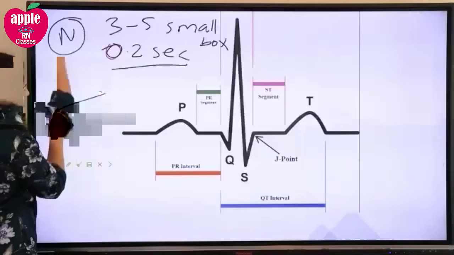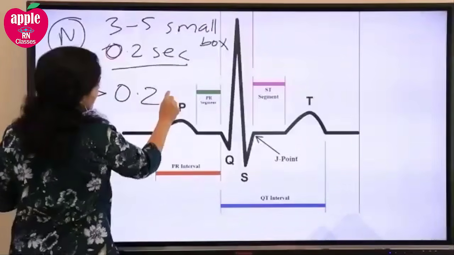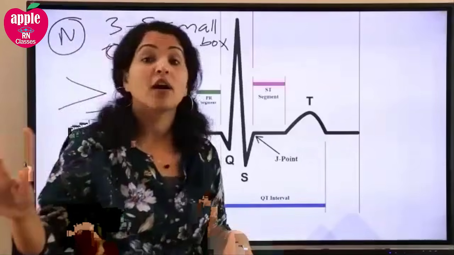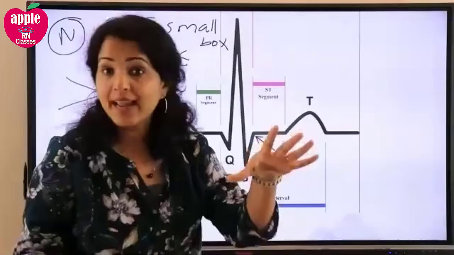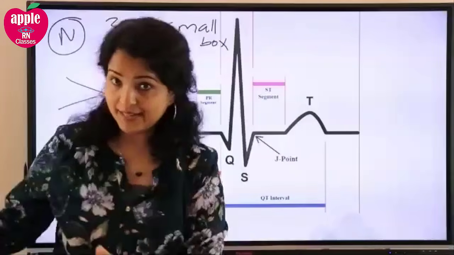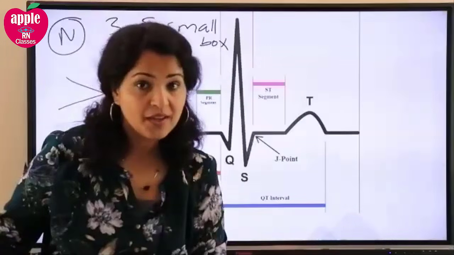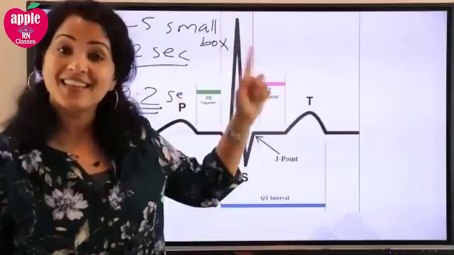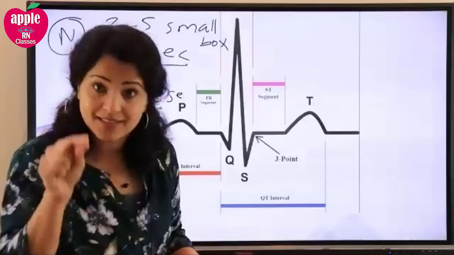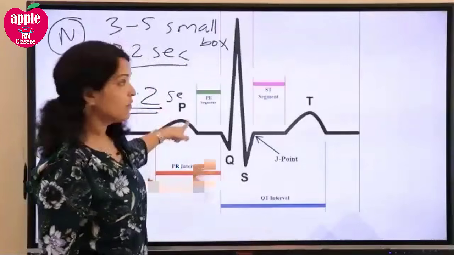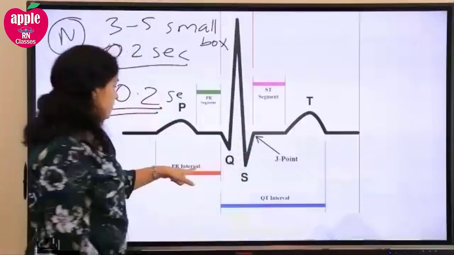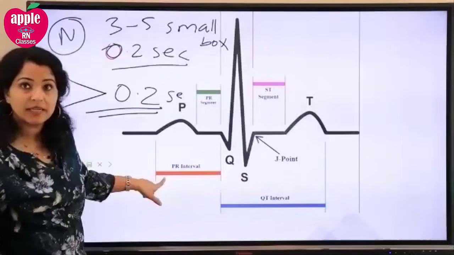Now, if it is more than 0.2 seconds, that means it is taking longer to reach there. I mean, the SA node gave the impulse, the AV node is getting it, but there is some delay. It's not passing through. How do we know? The PR interval is going to be longer. How do we know if it is longer? We count the blocks. We know where the P is, we know where the R is, and we can figure it out. So you can see that here, the PR interval.